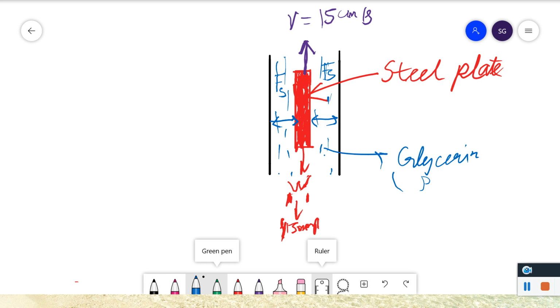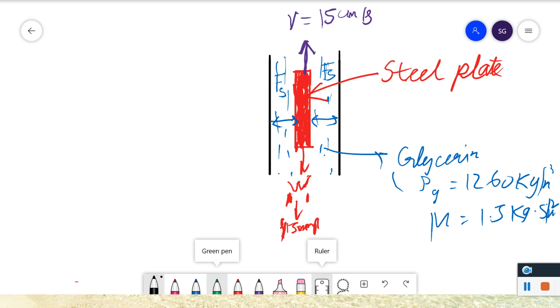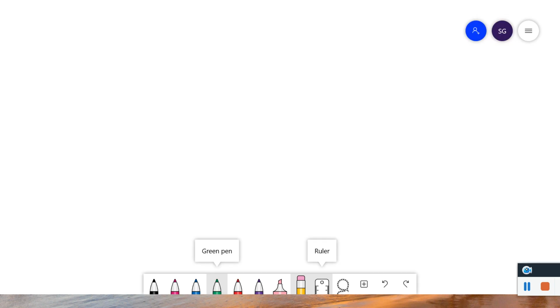Whose density is 1260 kg per meter cube, and mu is equal to 1.5, everything in SI units, and 80 centimeters square and 3 mm thick. Okay, so this is 3 mm, a 3 mm thick steel plate. This is the steel plate, I also mentioned this is the steel plate. So its thickness is, oh, I'm really sorry, I mentioned the arrow now. Wait.